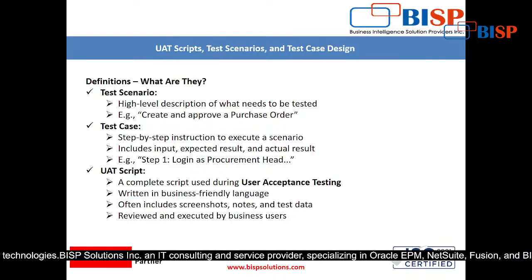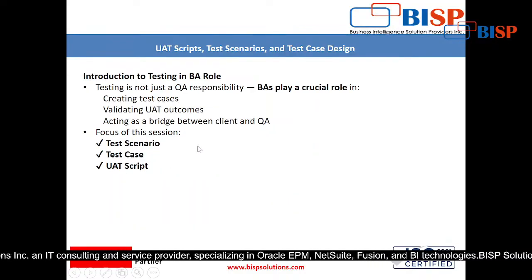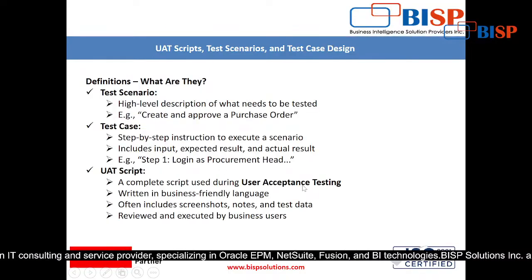Now secondly, what is a test scenario? In our previous slide you can see test scenario, test case and UAT script. So what are these? Definition: a test scenario is a high level description of what needs to be tested, for example, create and approve a purchase order. That is what I explained to you just now on the notepad. A high level description of what needs to be tested is called the test scenario.